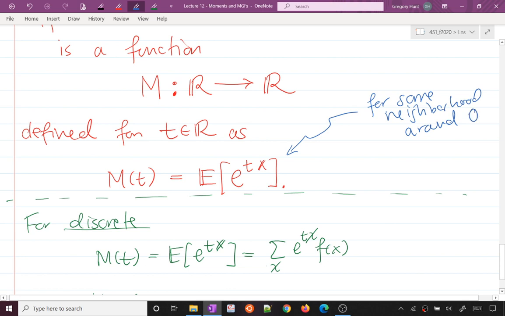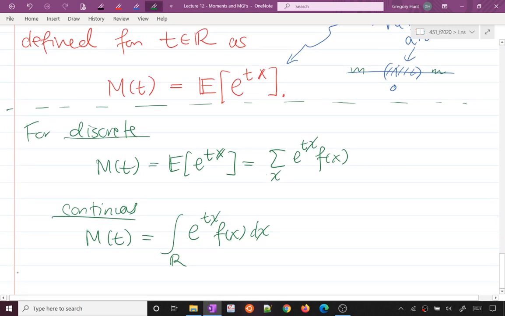Of course, if I plug in 0, I just get what? I get 1, right? E to the 0 is 1. Expected value of 1 is 1. So it's always defined at 0, but there's typically going to be some neighborhood around 0 where this thing is defined, but it's possible if I plug in values of t outside my neighborhood, it might blow up. It might not converge. But that's okay. We're just going to define the MGF for wherever it converges, and that's going to be some neighborhood around 0. Kind of technical point. We'll see why that can come up, but it's not too scary. Okay.